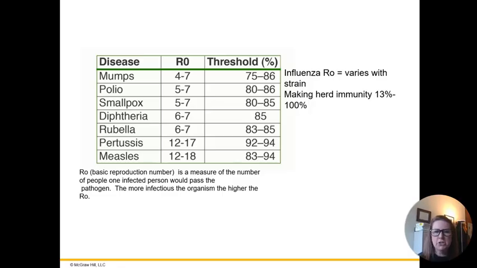So the threshold tells us essentially what percentage of the population we need to have vaccinated to protect the herd. So for mumps, we need 75 to 86% of the population to have been vaccinated so that that one infected person is not going to be able to infect those 4 to 7 people. So if you have numerous individuals around you that are vaccinated, then if you yourself are infectious, you're less likely to pass it on because other people are going to be immune to that. So you see the percent of the population that needs to be vaccinated increases as our R naught increases. So for pertussis and measles, we need upwards of 94% of the population to be vaccinated.